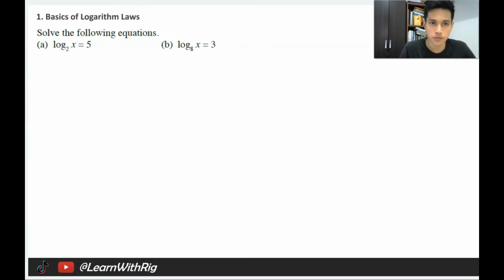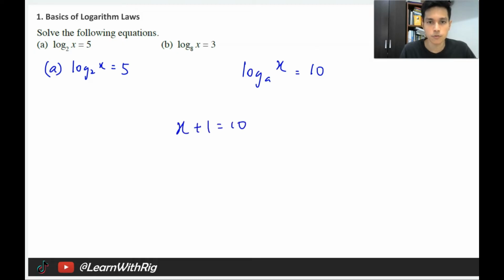Solve the following equations. So whenever you encounter questions like this, I want you all to know this. Whenever you see something like this, for example, log A x equals 10. We know that, for example, x plus 1 equals 10. So if you want to find x, you bring the plus 1 to the opposite side, correct? When plus 1 goes to the other side it becomes minus 1. Or if you have 2x equals 10, when you bring the times 2 to the other side, you get divide by 2, correct?